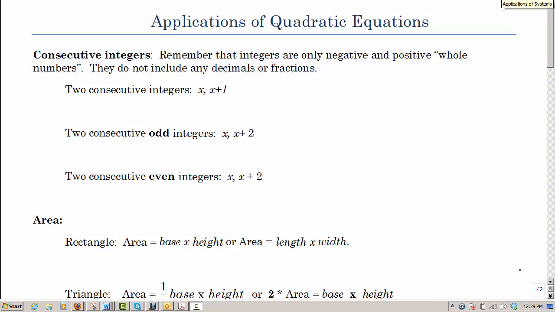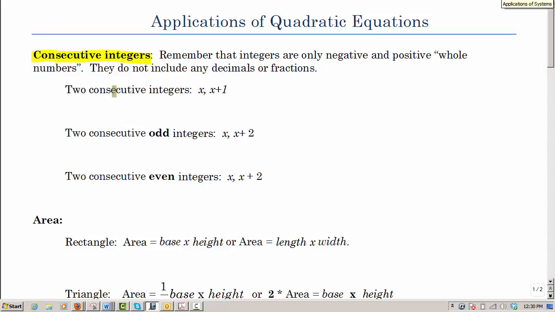This lesson we are looking at applications of quadratic equations, meaning word problems that are going to result in a quadratic equation. Let's just review. We have looked at consecutive integers before. Remember, integers are only negative and positive whole numbers. They do not include decimals or fractions.